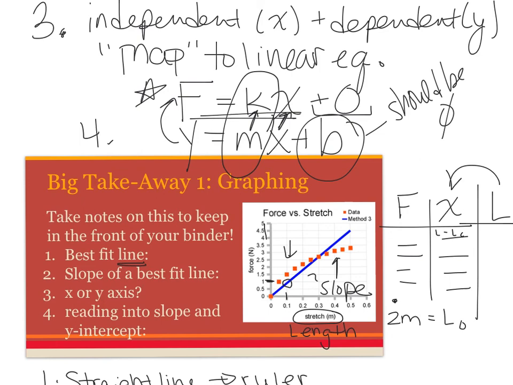So we've talked about how to draw a best fit line, what points to use to calculate the slope of that best fit line, how to use the equation we know we're trying to map our data to figure out what goes on the x or y axis, and what the slope and y-intercept should be. Next, we will talk about the last open response question on your quiz.